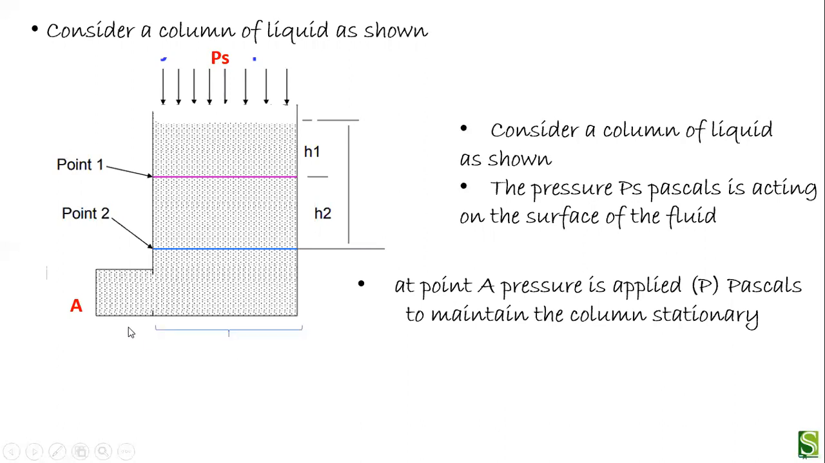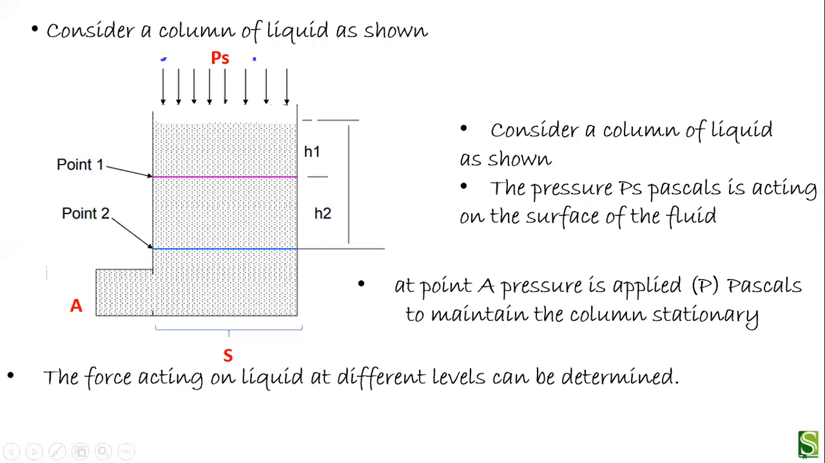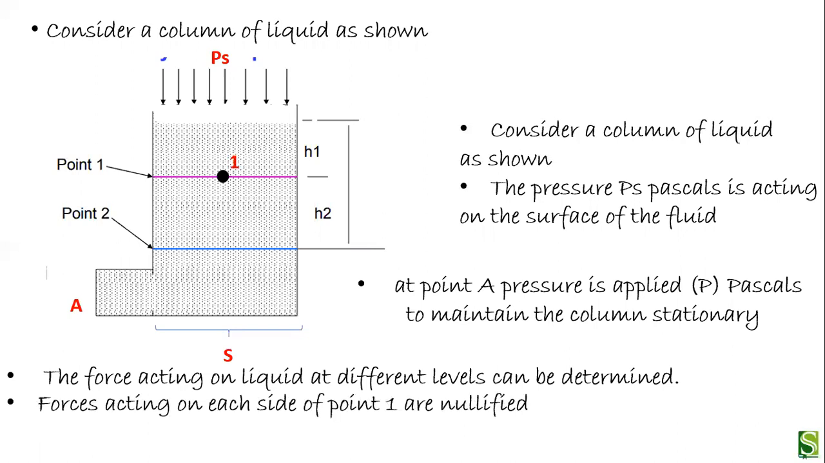Okay, now we will say the area of this column is S. Okay, it is uniform. The same area is here, the same area is here. Okay, so the force acting on the liquid at different levels can be determined. For that you will have to consider 2 points, point 1 and point 2.